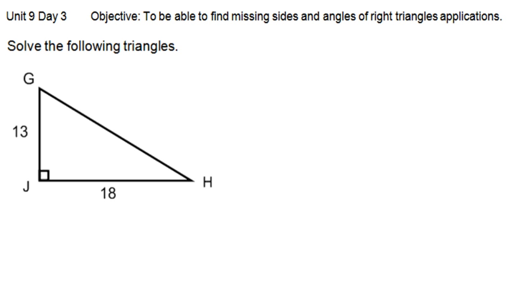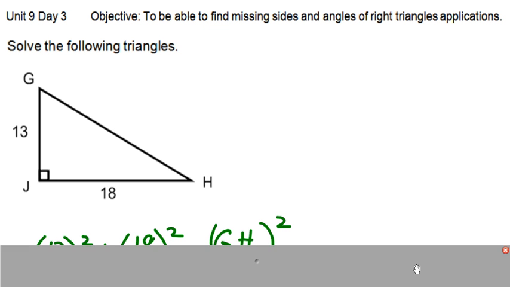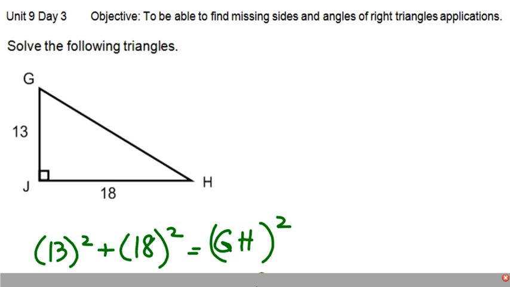Let's try another. Here we want to solve for our triangle GJH for all the missing sides and angles. Here we know two sides of a right triangle, so we could start off by finding the third missing side. Again, we could use Pythagorean theorem to help us solve for that, because the sum of the two legs squared is equal to the hypotenuse squared.